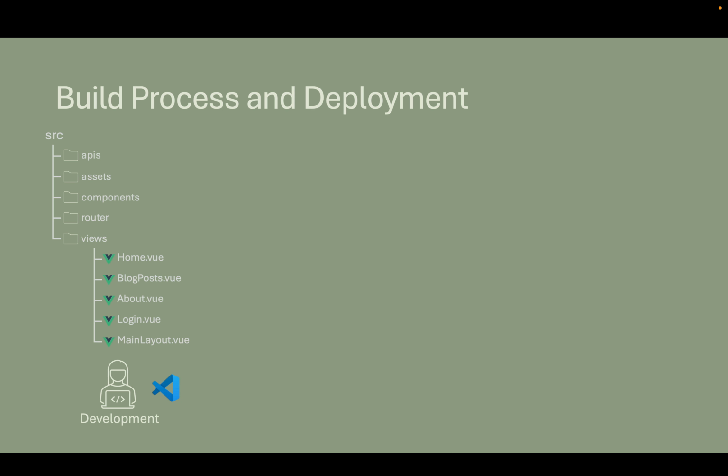As developers, we write code in an IDE, for example, VS Code. Here is a typical Vue project with multiple .vue files. We're all familiar with this. When we are ready for production, we need to bundle everything into a format that is optimized for deployment. This is where Vite's build process comes in. By running the command npm run build, Vite processes our project and generates an optimized dist folder.